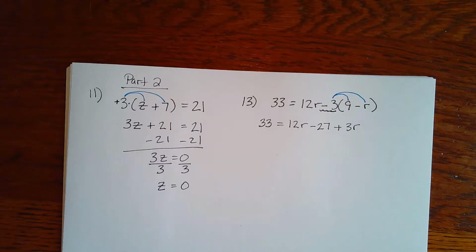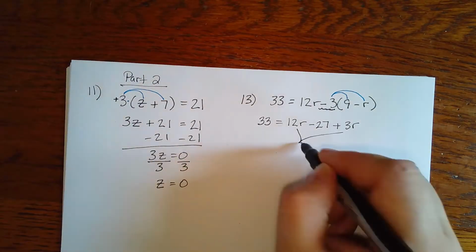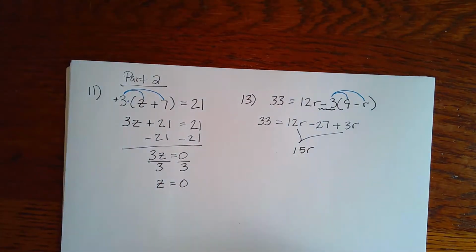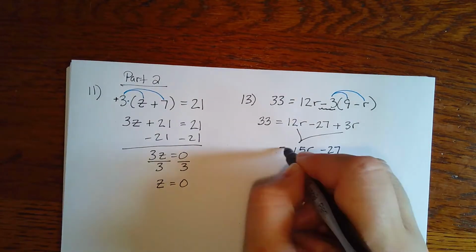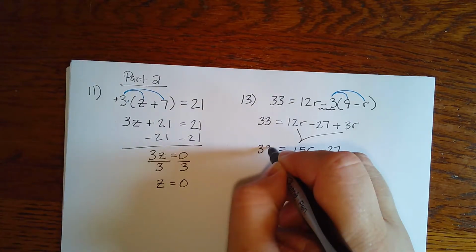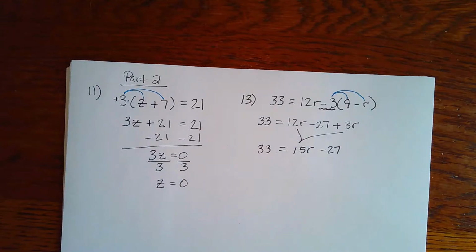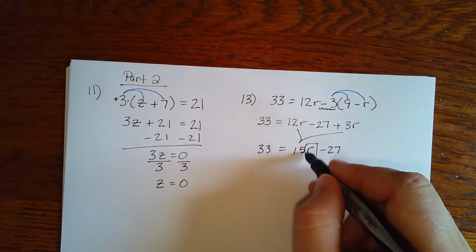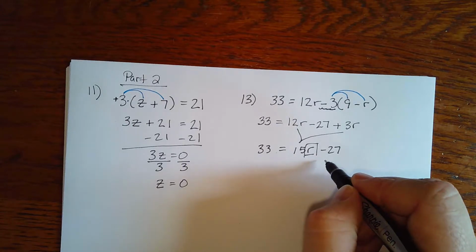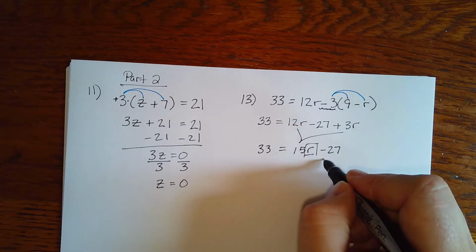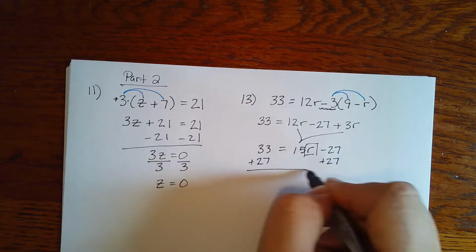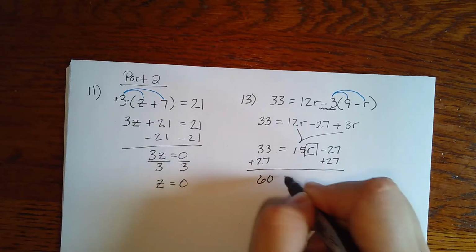Good. Now let's do our next step. Just like before, the 12 and the 3 are going to make 15r. This is minus 27, and this over here is going to be 33. Now, to get the r isolated once again, we're going to do the opposite. So the opposite of subtraction is addition. So I have 60 equals 15r.